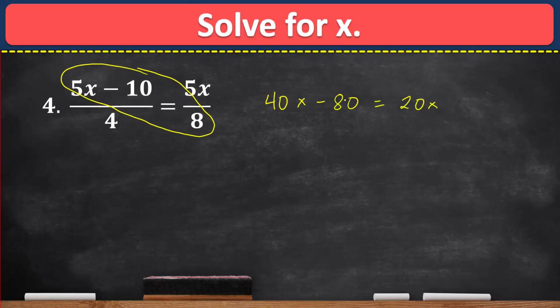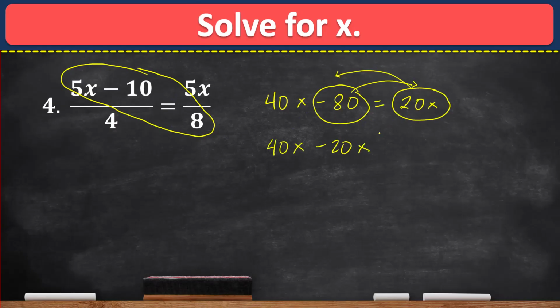Combine like terms, so we can transpose negative 80 to the other side and also positive 20. Okay, so positive 20 when transposed becomes negative 20. So we're going to have 40x and then minus 20x, that is now equal to, this is now positive 80, right? So 40x minus 20x is 20x equals 80.